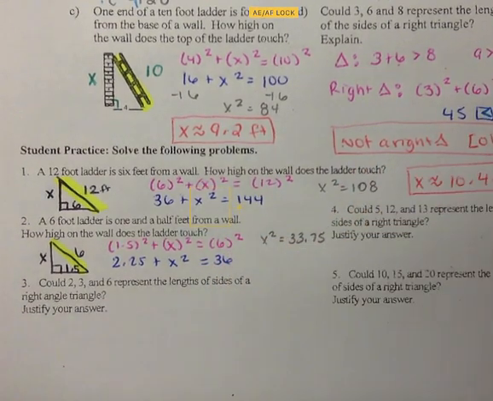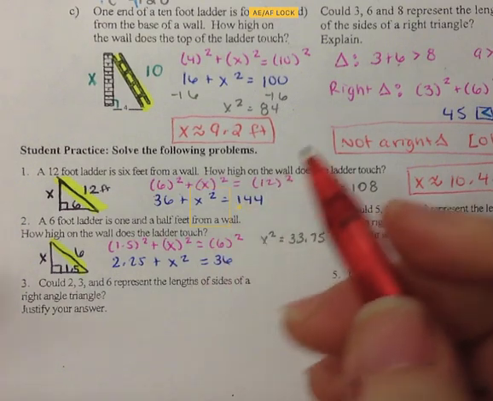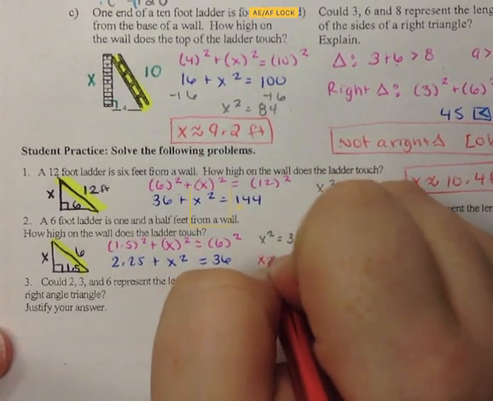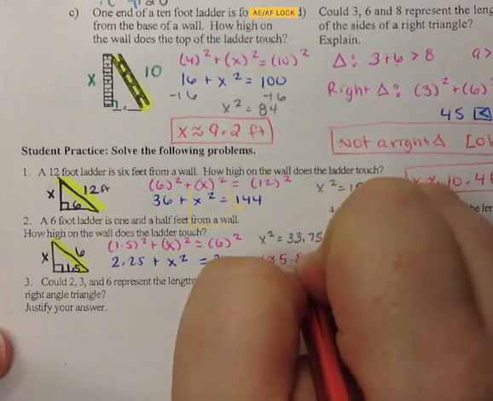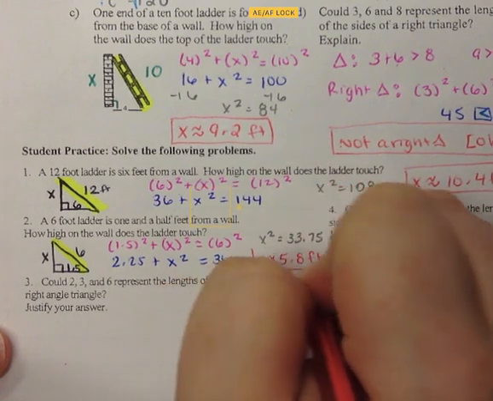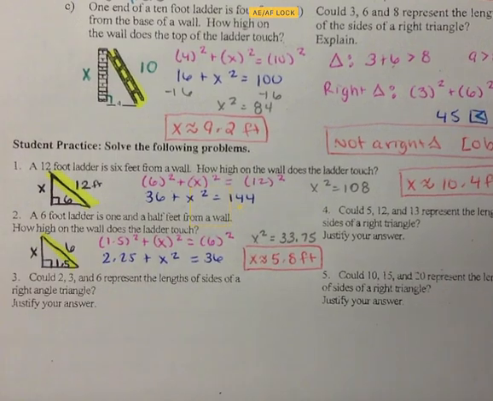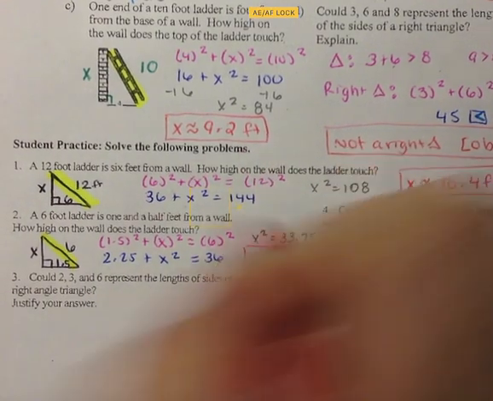If we take the square root of that, the ladder will reach up to approximately 5 8/10 feet. X is approximately 5 8/10 feet up on the wall. And it does have to be smaller than the 6 feet, so that does make sense. So that's 5 8/10 feet.